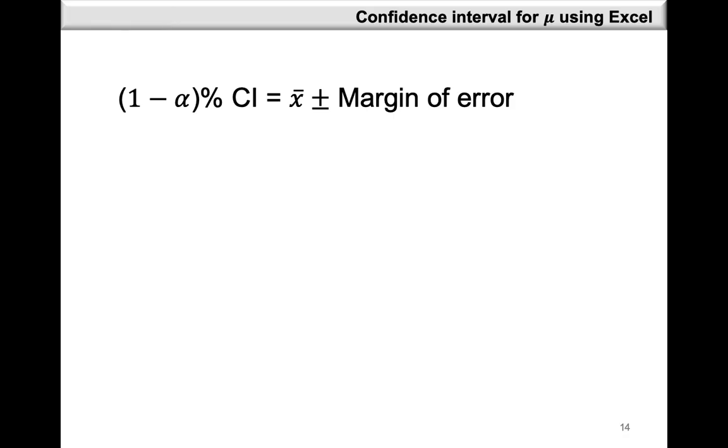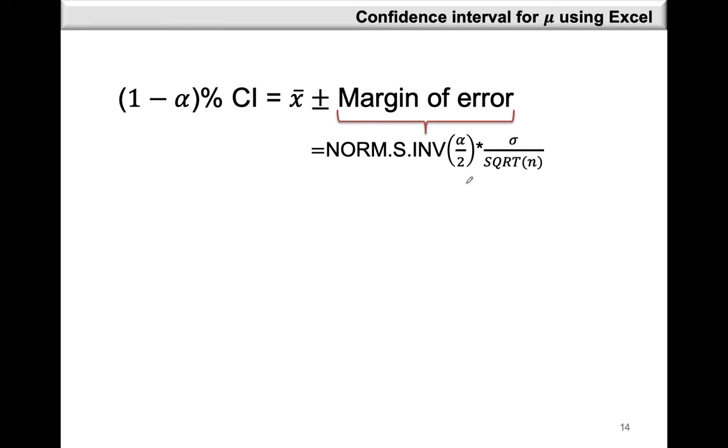So now we know that our confidence interval for any level will be x bar plus or minus a margin of error, and our margin of error is a z value times our standard error, which is sigma over the square root of n. So this means we can make use of our Excel functions, and our margin of error will be equal to NORM.S.INV, and in the brackets it will be alpha over 2, and this gives us our z value multiplied by sigma over the square root of n.